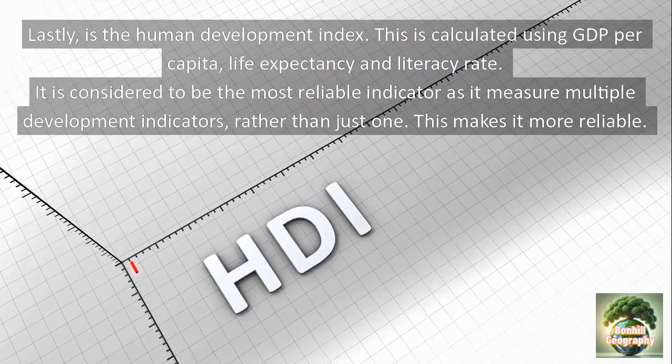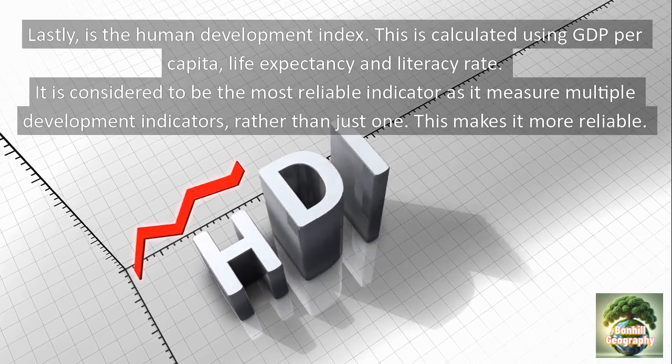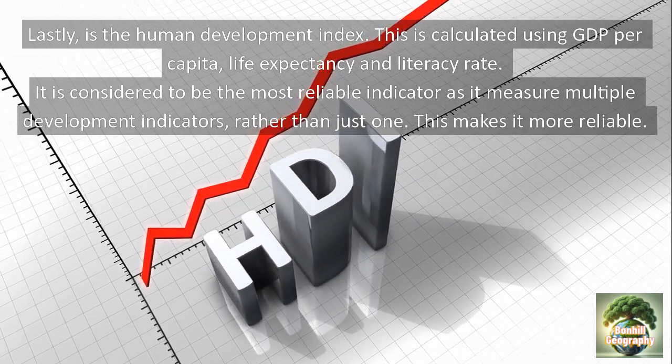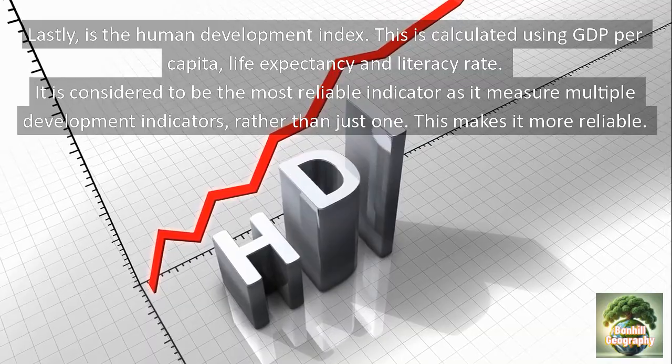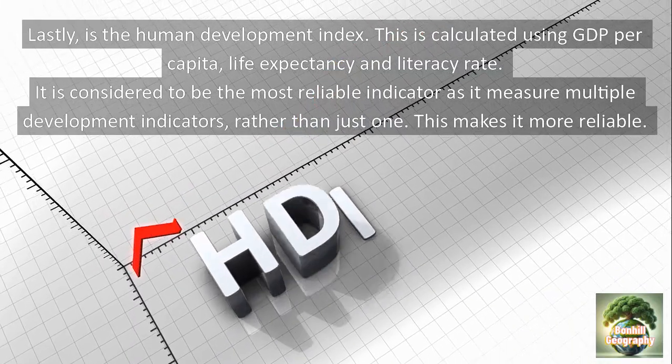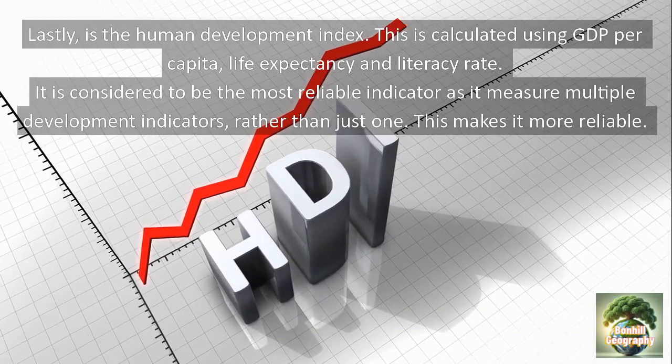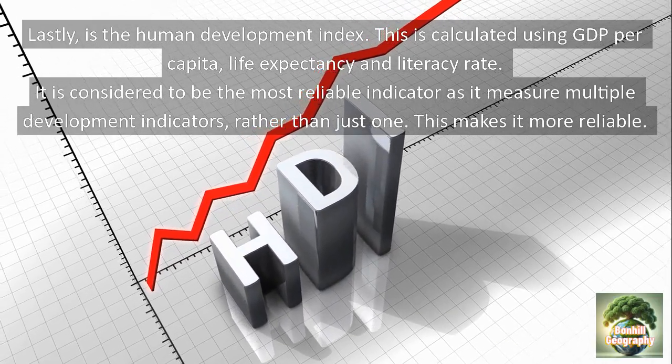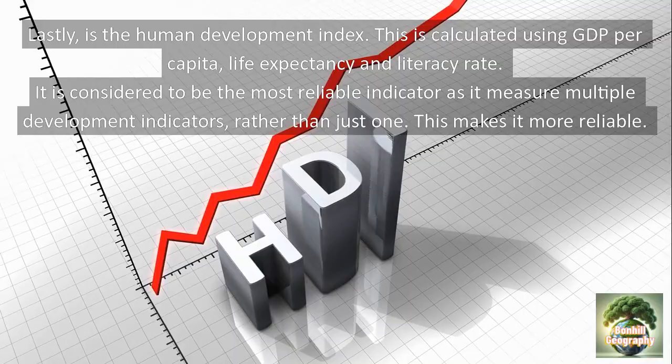For example, Scandinavian countries for the most part have a HDI of over 0.9. Now this is considered to be the most reliable indicator as it measures multiple development indicators rather than just one. So we have a wider range of data to get our analysis.